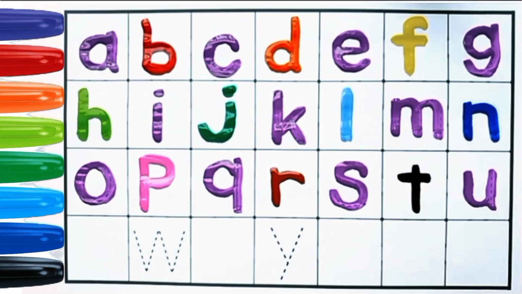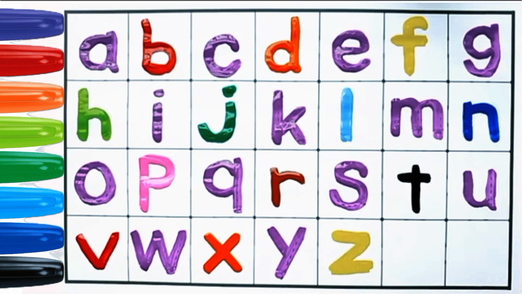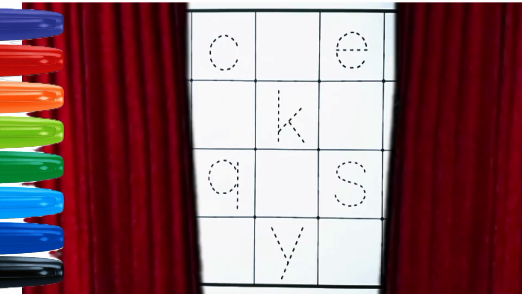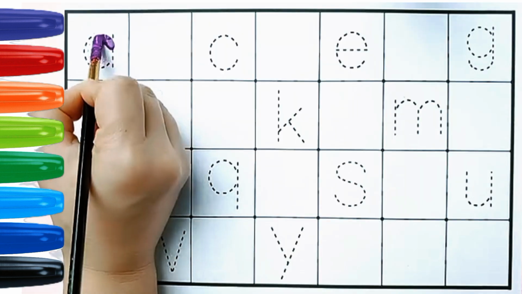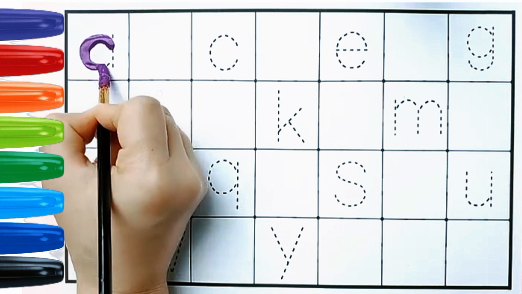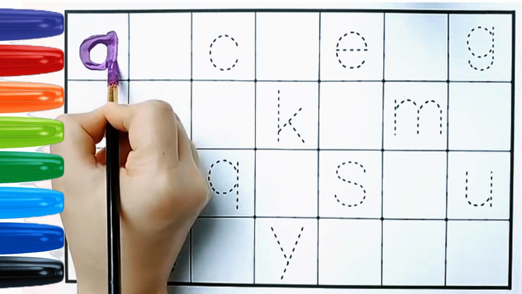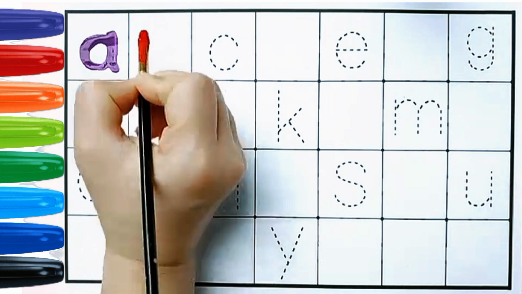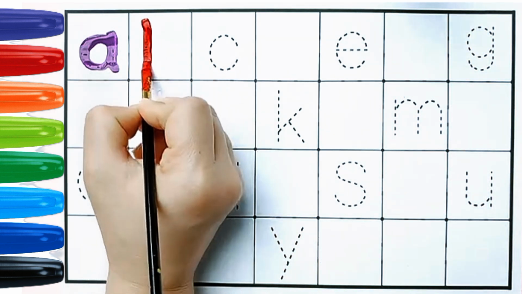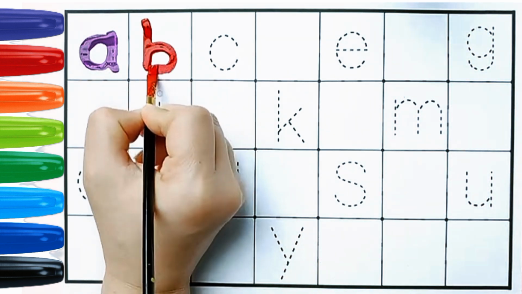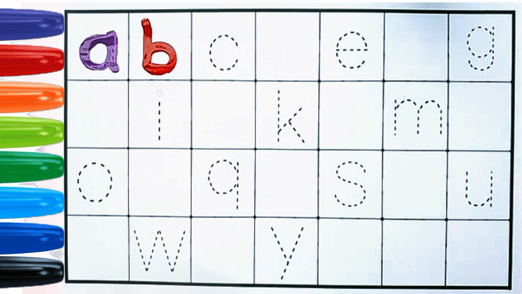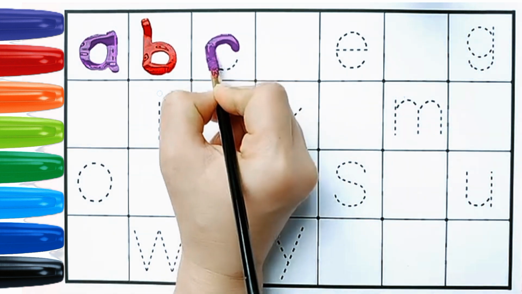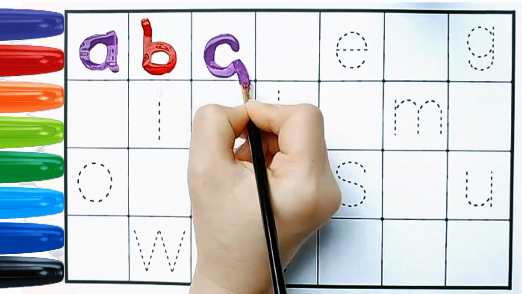English alphabet. Small letter. A for apple, B for ball. Let's learn. A for aeroplane. B for bus. C for car.